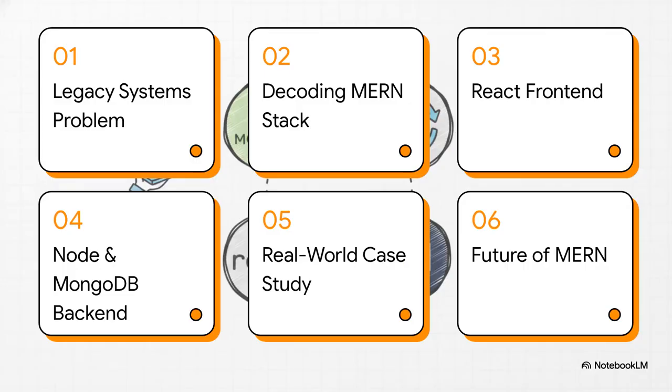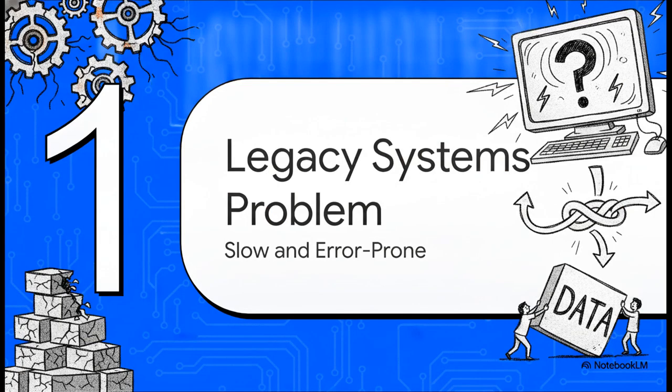So here is our agenda for today's explainer. First, the problem with legacy systems. Second, decoding the MERN Stack. Third, React, the front-end powerhouse. Fourth, the Node and MongoDB backend. Fifth, a real-world case study. And finally, number 6, the future of MERN. Let's kick things off with Section 1, the problem with legacy systems.